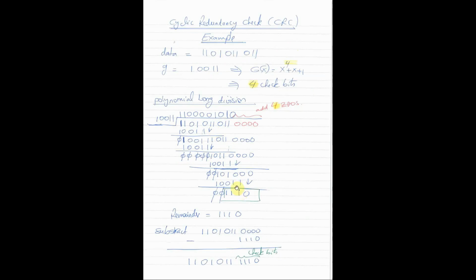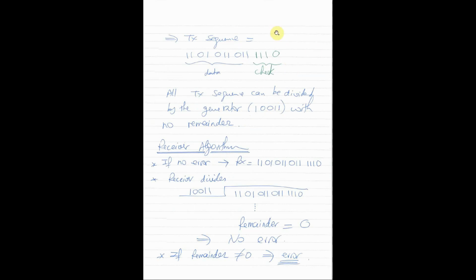So once the sender calculates the remainder and then replaces the zeros with the remainder to create the transmitted sequence, which contains data and check bits, that transmitted sequence is always divisible by the same generator with no remainder. And this can be used by the receiver as a certificate. And this leads us to the receiver algorithm.